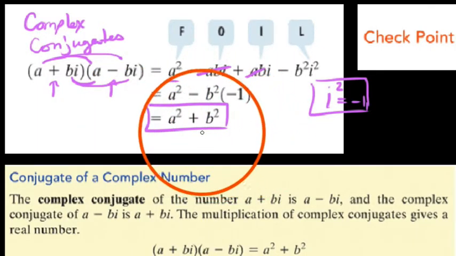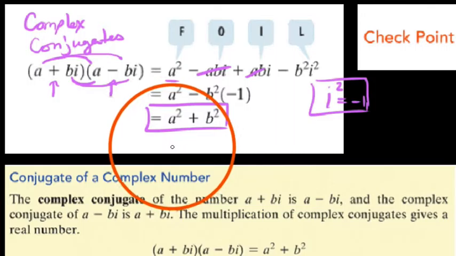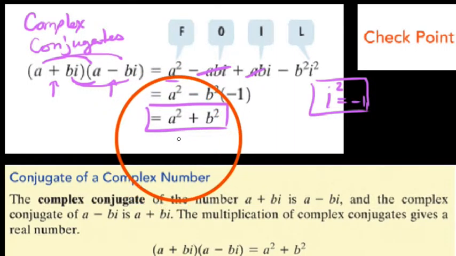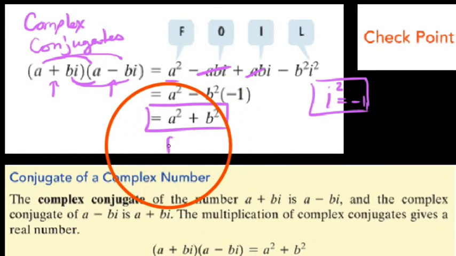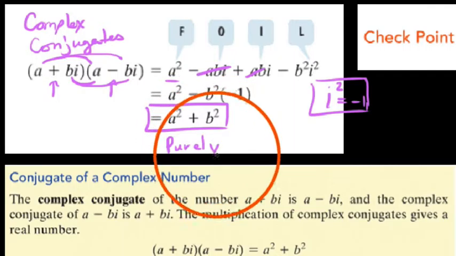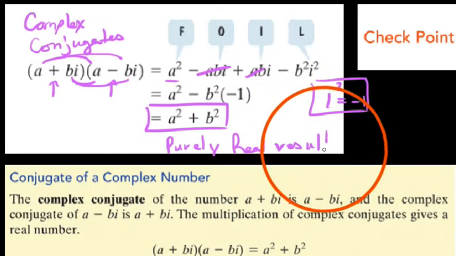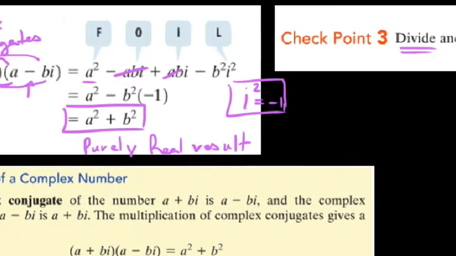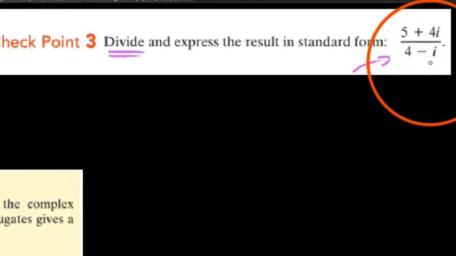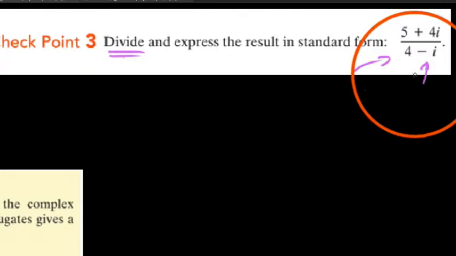So this is unique in that you see no i's whatsoever. There are no imaginary units in this, so this would be a purely real result. And that's an important thing, because what we're going to be doing is trying to get rid of this i that is in the denominator, say over on this expression here.